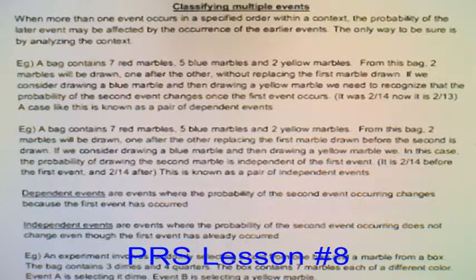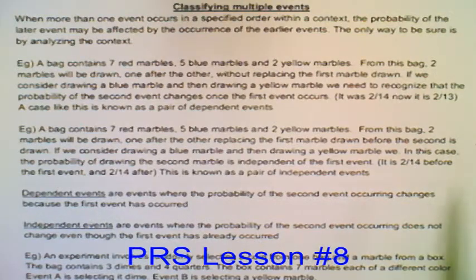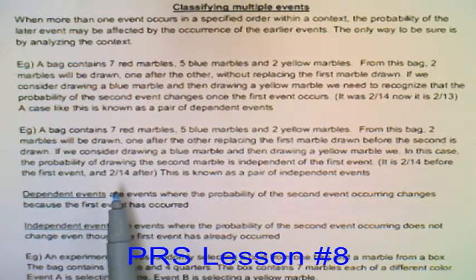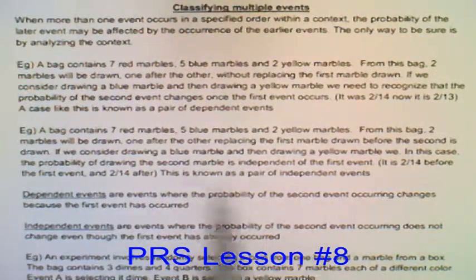In this second example, a bag contains 7 red, 5 blue, same context, 2 yellow. From this bag, 2 marbles will be drawn, one after another, replacing the first marble drawn. If we consider drawing a blue, then drawing a yellow, same context, the probability of drawing the second marble is independent of the first event. That means it hasn't changed. It was 2/14ths before. Then that first event happened, and I put that marble back. It's still 2/14ths after all is said and done.